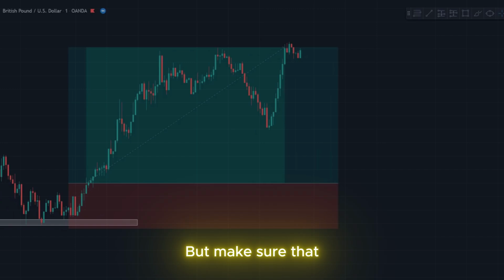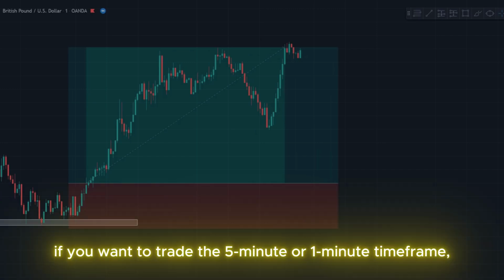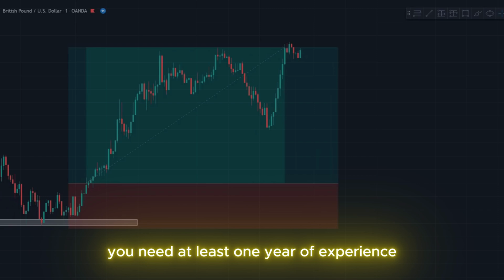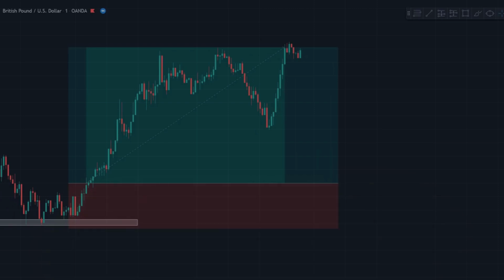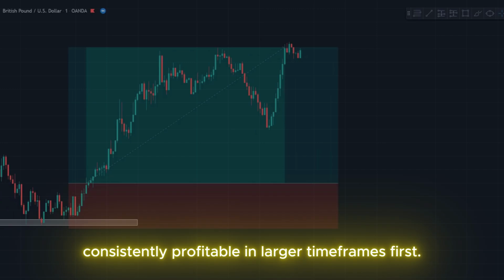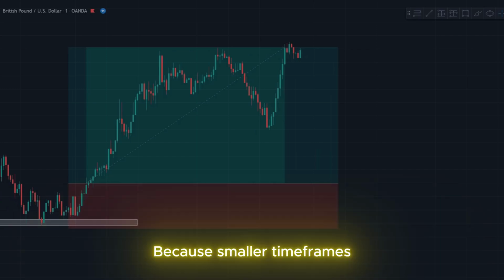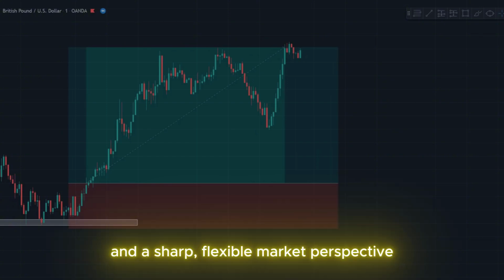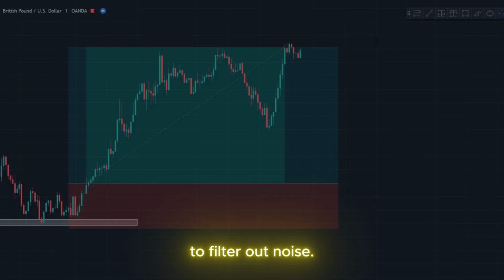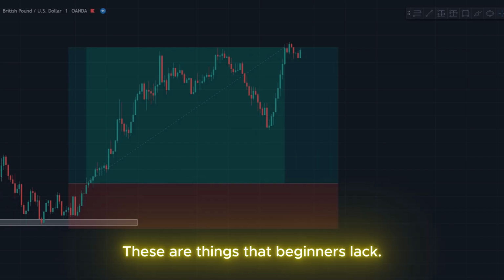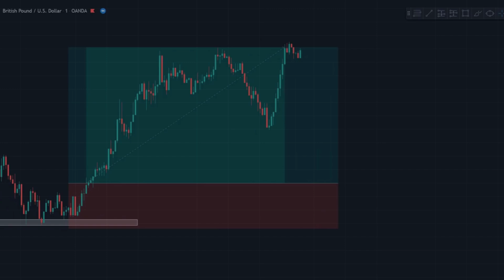But make sure that, if you want to trade the 5 minute or 1 minute time frame, you need at least 1 year of experience with this method, or you must be consistently profitable in larger time frames first, because smaller time frames require very quick thinking and a sharp, flexible market perspective to filter out noise. These are things that beginners lack. So for now, trade at least on the 15-minute, 30-minute, or 1-hour time frame first. Once you're skilled, you can trade in any time frame you want.